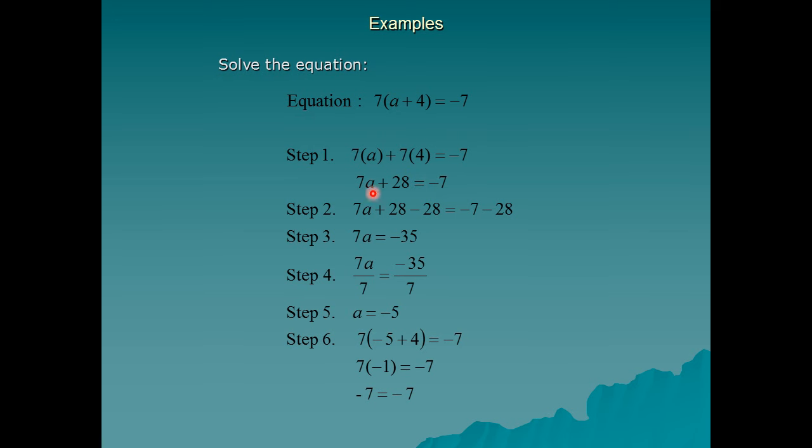So then you get 7A plus 28 equals -7, and the rest is easy, because you just have to get rid of this 28, and you subtract 28 from both sides, right? Once you subtract 28 from both sides, you just have 7A equals -35. And then you divide both sides by 7. Since you have 7A here, you got rid of 7, A equals -5. That's your answer. In step 6, we actually verified the answer.